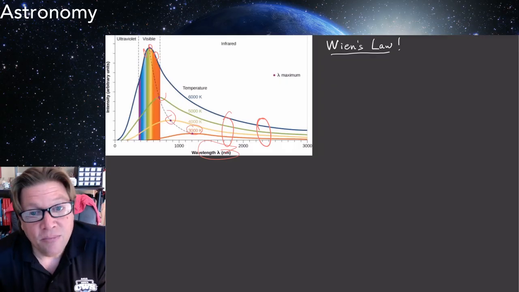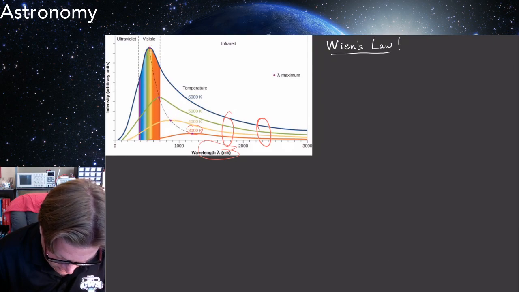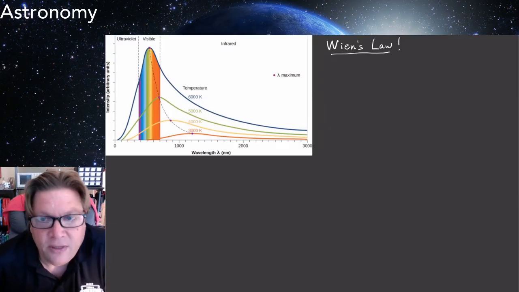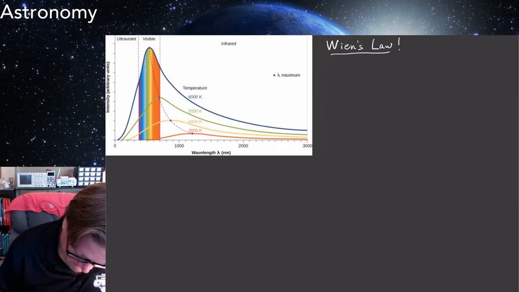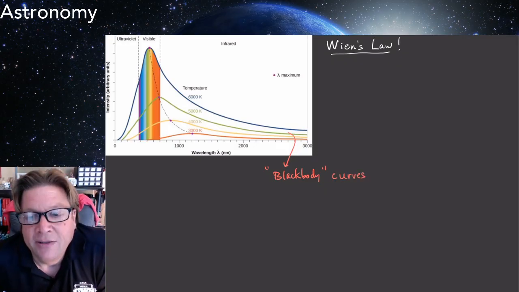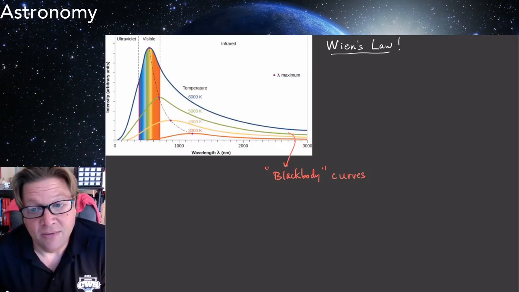Wien's law just gives numbers to it. So if these were stars, get rid of all this junk. Here are the curves. These are called, by the way, black body curves.